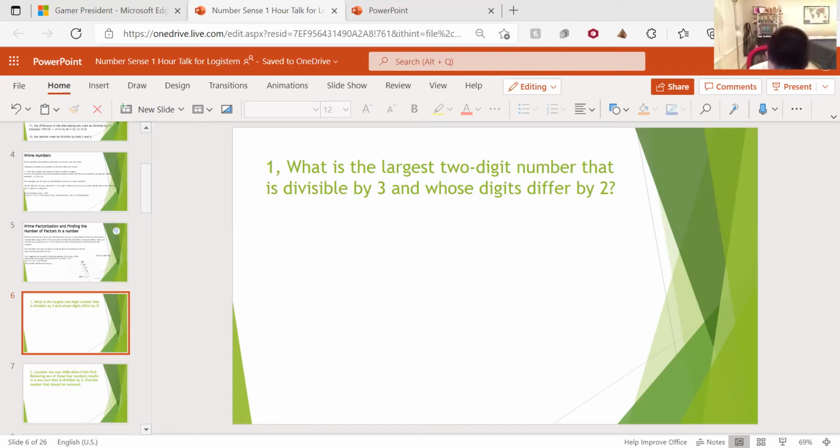So I'll start to explain this problem. So 1, what is the largest 2-digit number that is divisible by 3 and whose digits differ by 2? First of all, let's list all the possibilities, starting from the largest, so 97, 86, 79, 75, 68, 66, and so on and so forth.